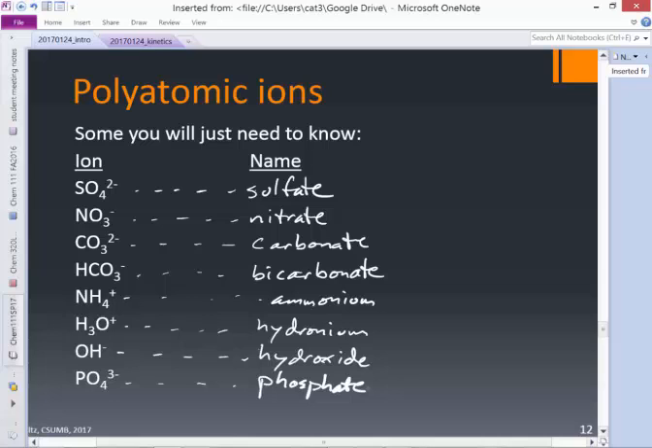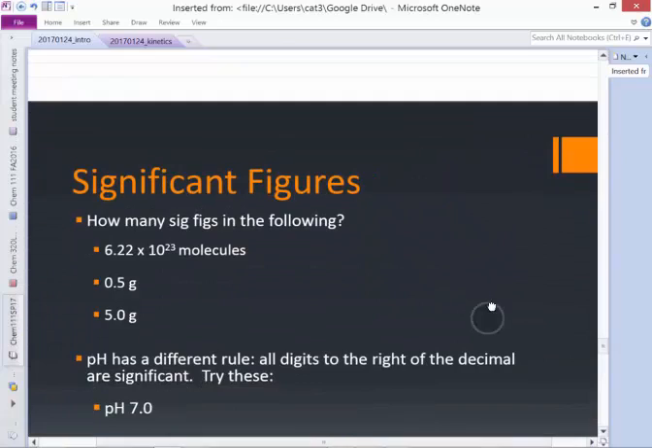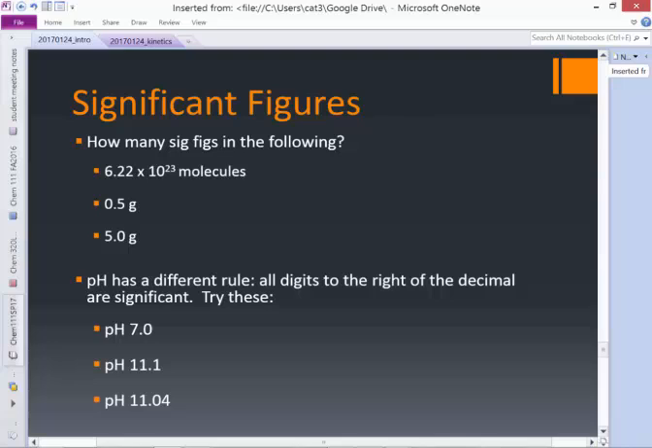Good. Sig figs. 6.22 times 10 to the 23rd molecules. Can't say that without getting all nerdy. How many sig figs are in that figure? 3. All of them. Good. 0.5 grams. Good. And I will say out loud, orally, 0.5 grams.